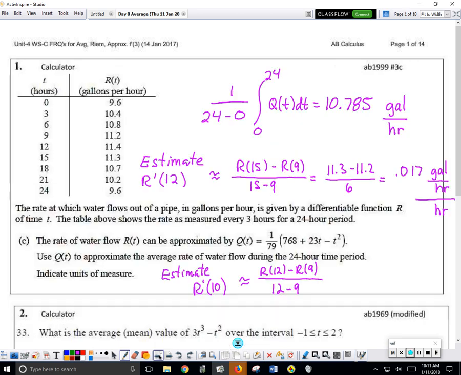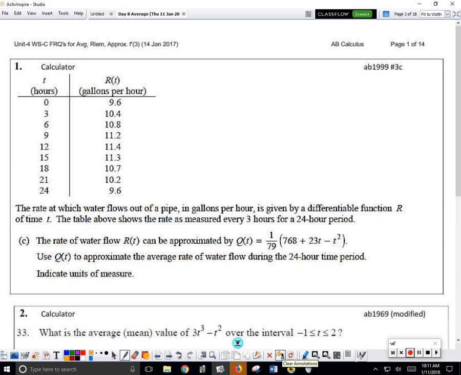In problem 1, they're showing a table. Okay, look at the units. Get used to seeing units. Gallons per hour. So this is a rate. It's not an amount, it's a rate. They're saying at time 0, there's a pipe, and you can see the water coming out of the pipe. If you put a bucket into that pipe, in 1 hour you collect 9.6 gallons. It's not flowing very fast, it's pretty slow. It takes an hour to get 9.6 gallons.